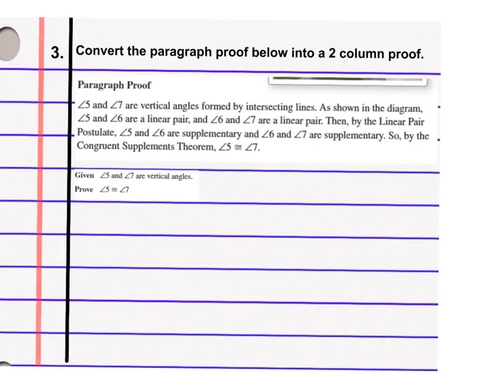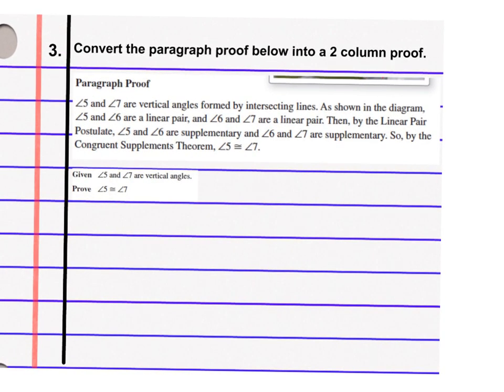All right, for example 3, it's giving you a paragraph proof, and you're going to convert it into a 2-column proof. So it says angle 5 and angle 7 are vertical angles formed by intersecting lines. So we may want to draw a diagram for this as well. So angle 5 and angle 7 are vertical. 5 and 6 are a linear pair. 6 and 7 are a linear pair. So let's just kind of draw a diagram like that.